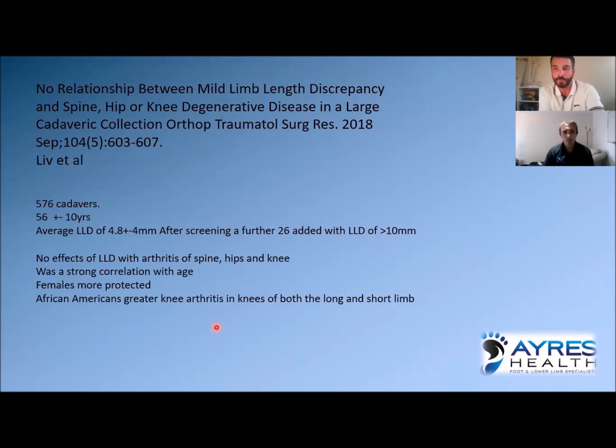Females appear to be more protected against joint wear and tear than males. That contradicts quite a few studies, I think. And African Americans seem to have greater knee arthritis, but it didn't matter whether it was a long limb or a short limb, or the limbs were quite even. It didn't make any difference. Just African Americans seem to have more knee arthritis. So that just shows that the long-term effect of a mild limb length difference doesn't really affect arthritic changes in the spine, hips and knee.